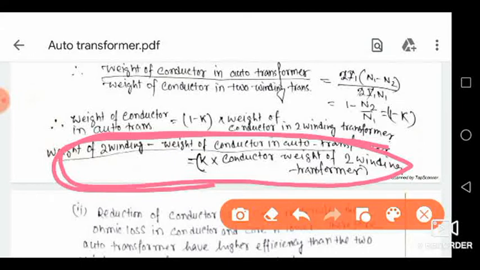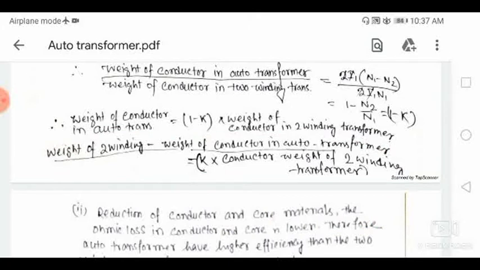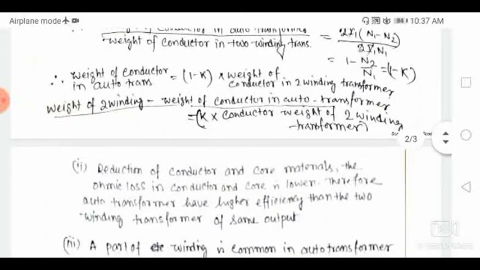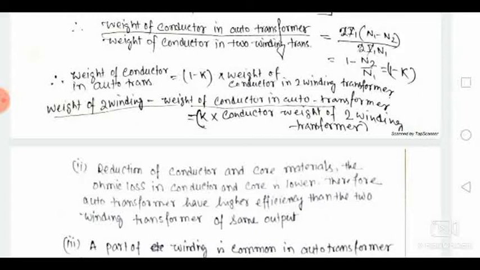Now from this equation we conclude that there is a reduction of conductor and core material, so that the ohmic loss is lower as compared to the two winding transformer, so that the efficiency of the auto transformer is high compared to the two winding transformer of the same output.